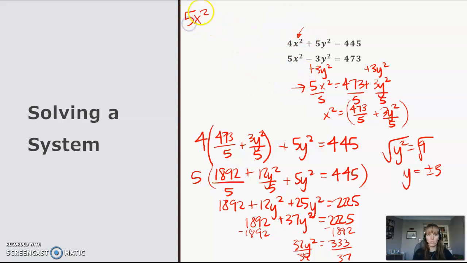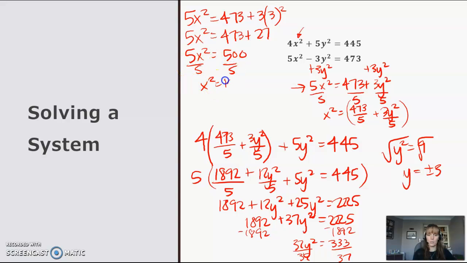So I have 5x squared is equal to 473 plus 3 times 3 squared. So 5x squared is equal to 473 plus 27. 5x squared is equal to 500. Divide by 5, and x squared equals 100. When I take the square root, x is equal to plus or minus 10. So here is an example where we see 4 solutions, because you can have positive 10, positive 3, positive 10, negative 3, negative 10, positive 3, and negative 10, negative 3.